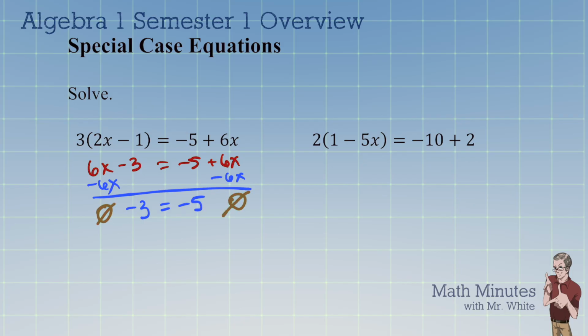Those added up to 0, and I have a false statement. This is not true, right? That's a false statement. So what do we do? That means the answer is no solution. No solution. There is no x. You could huff and puff all day. You're never going to find an x that can plug in here and cause the left side to be equal to the right side. This thing was doomed from the beginning. There is no answer, so no solution.